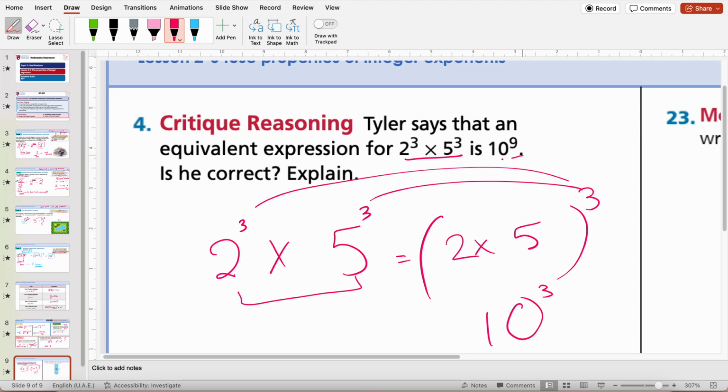He said it's to the power of 9. Do you know what his mistake is? He did the following. 2 to the power of 3 times 5 to the power of 3, he said it's 2 times 5 to the power of, instead of 3 only, he said 3 times 3, which is wrong. So he said 10 to the power of 9. It's wrong. You should keep the same power, exponent, keep it the same.